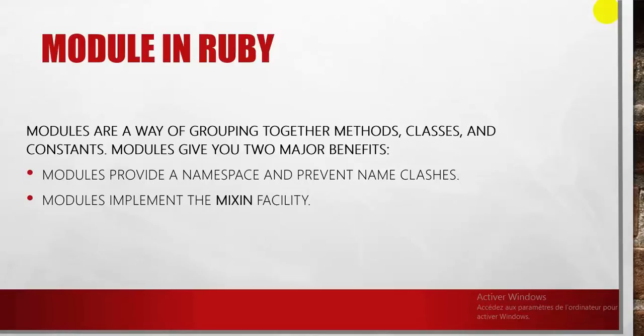And those modules give us two benefits. The first one is that modules provide namespace and prevent name clashes. What we mean by name clashes: for example, let's say that we have two modules, module 1 and module 2. We can have inside module 1 a method called calculate average, and inside the second module we have a method called calculate average.